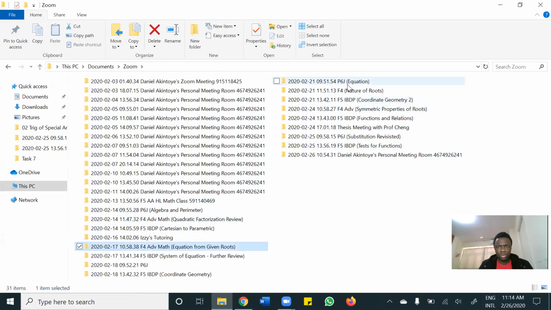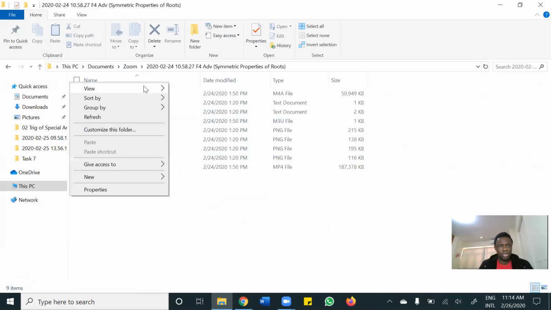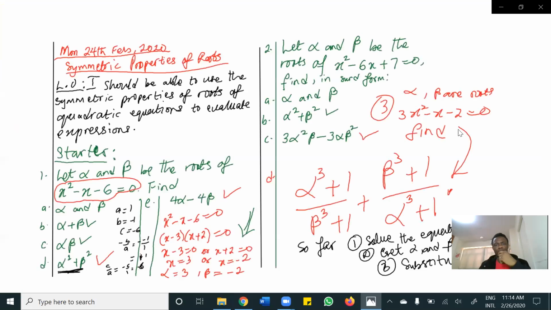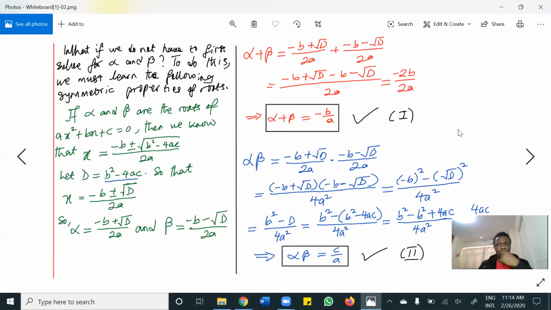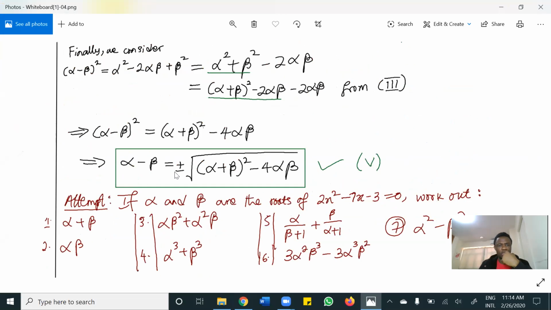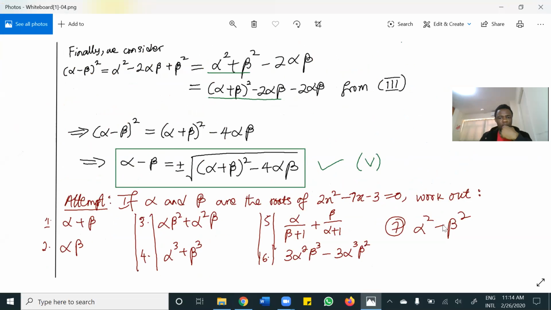Yeah. So this was your last lesson. Now, I believe we all remember this. So our goal today is to use these properties, the square, the cube, and the difference, all right, to evaluate things like this. First of all, has anyone been able to attempt this question that I asked you to attempt?